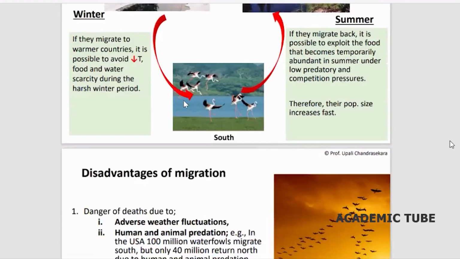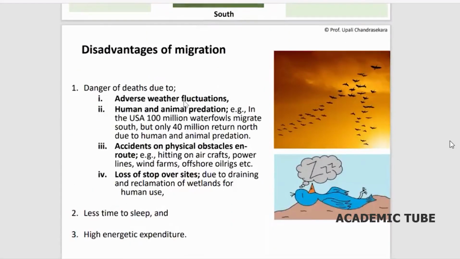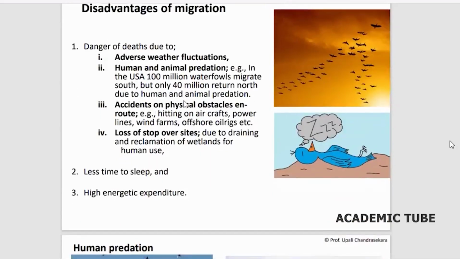But migration is not always an advantage. There are disadvantages as well. Some of these disadvantages are increased deaths. So deaths can occur during migration due to various reasons. Number one, adverse weather fluctuations. For example, storms, lightning, and air turbulence are common where they fly. So the birds cannot really resist those things. Therefore, most of them die.